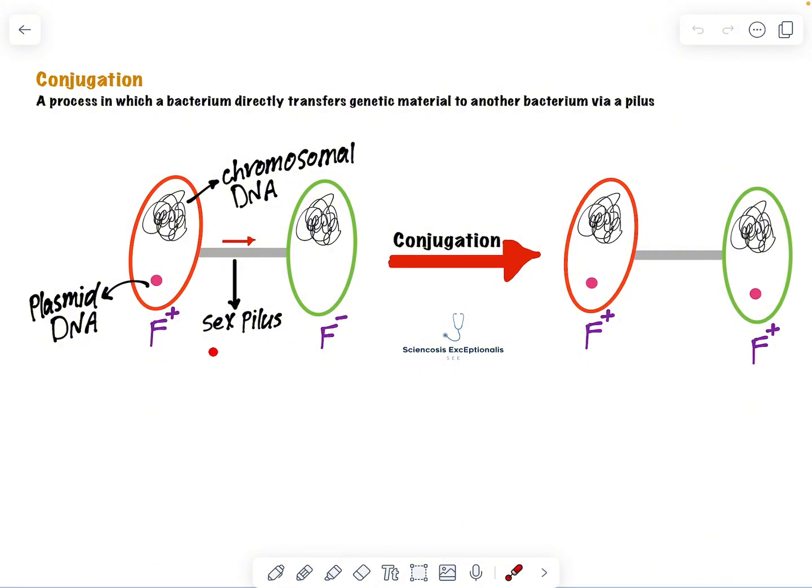By the sex pilus connecting the two cells, and in this direction from the F positive to F negative, the conjugation process starts, and the plasmid DNA is transferred from the F positive bacterium by the sex pilus to the F negative bacterium by the conjugation process. As a result of that, the F negative bacterium turns into F positive by having the plasmid DNA. So it is now a beta lactamase producing, penicillin resistant bacterium.